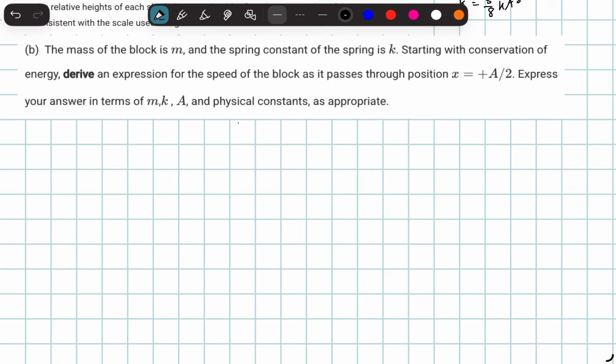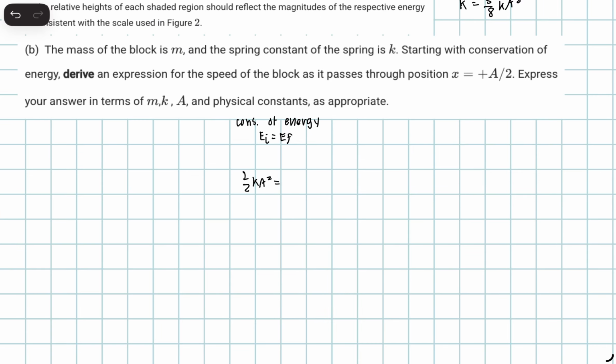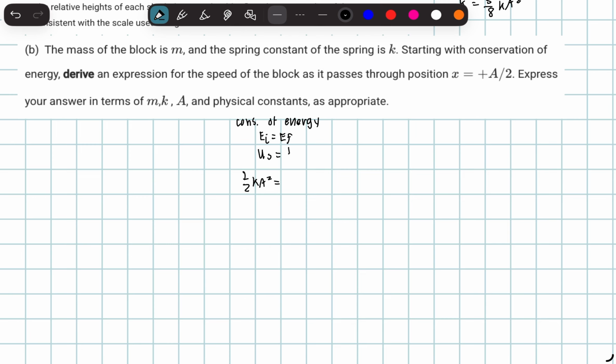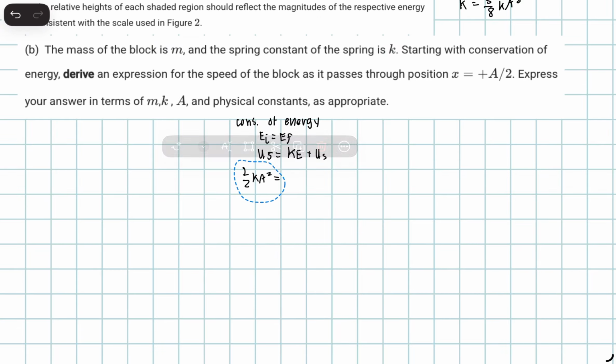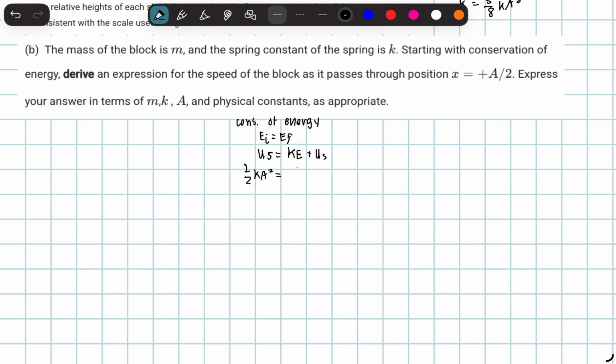So, what we know is we can start with the conservation of energy. If we start with this, we always have that the initial is equal to the final. So we have 1/2 Ka squared, which is the elastic potential energy U_S, equal to kinetic energy plus U_S. You can write this out as 1/2 mv squared plus 1/8 Ka squared. Now you can subtract 1/8 Ka squared from both sides.